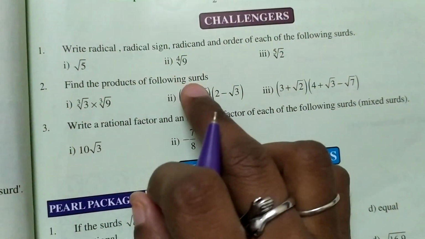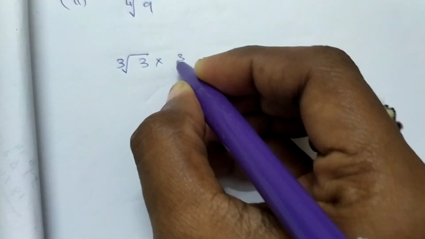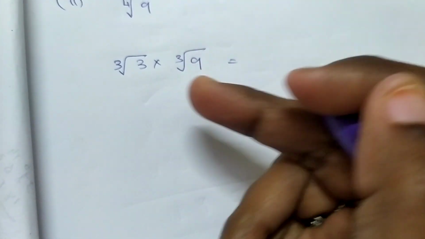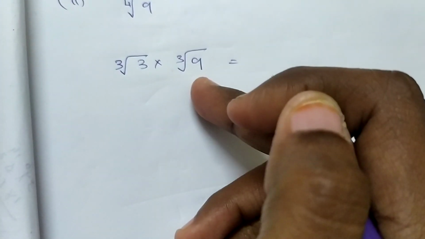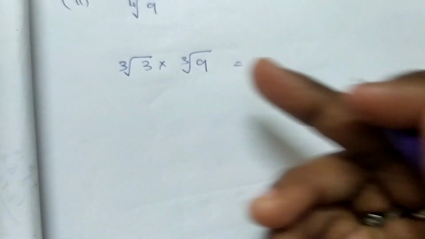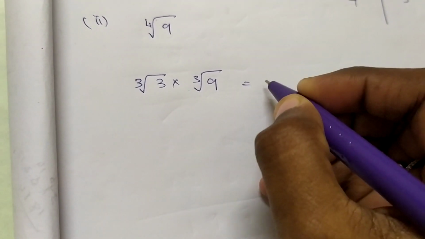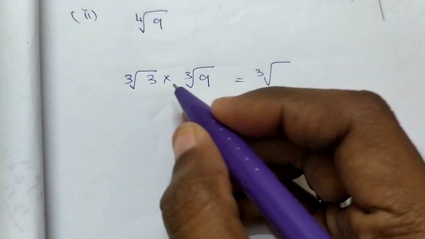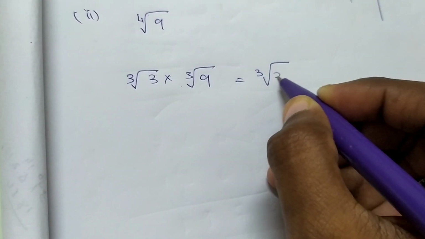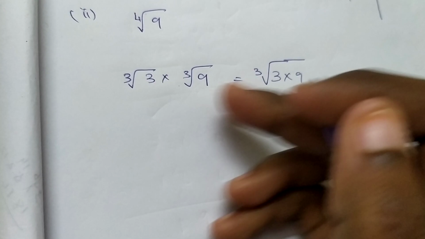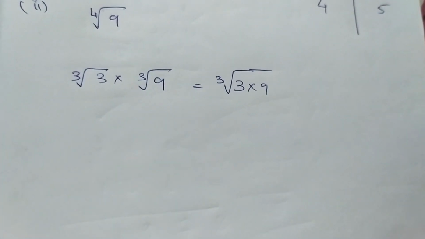Then we are going to see the product of the following surds. Suppose if you consider cube root of 3 into cube root of 9, here these are having same surds, right? Like the orders are same. Then what you have to do is cube root of, then bring this inside, 3 into 9 will come.